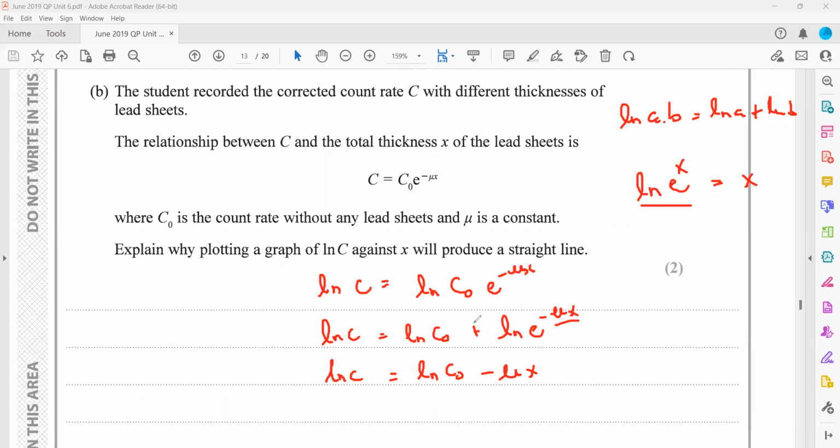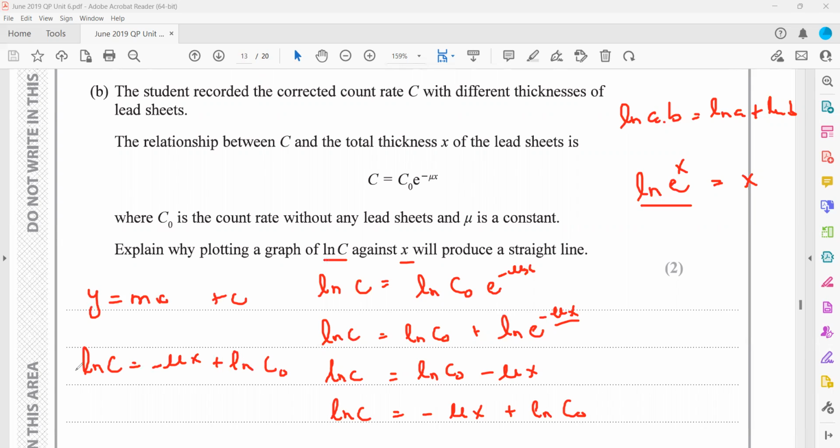Because we are plotting a graph between Ln C and x, if I rearrange, I get Ln C equals minus mu x plus Ln C naught. Now I compare with the equation of a straight line, y equals mx plus c, and we are comparing Ln C with minus mu x plus Ln C naught. So on the y-axis we have Ln C, on the x-axis we have x.